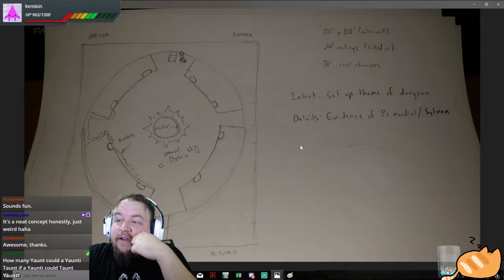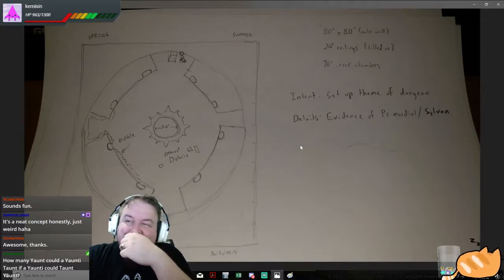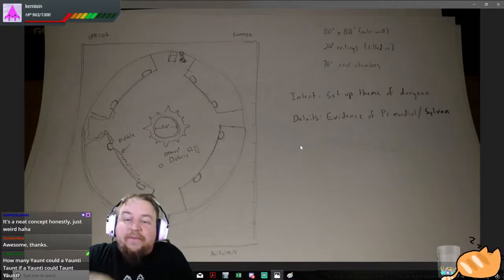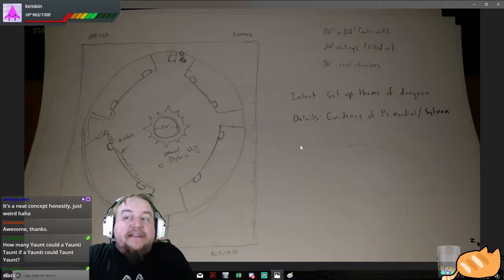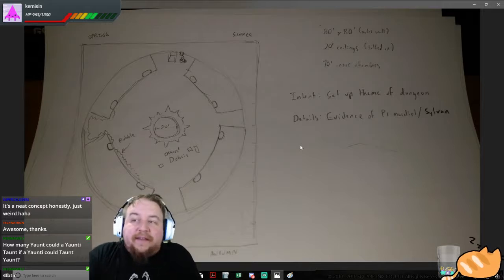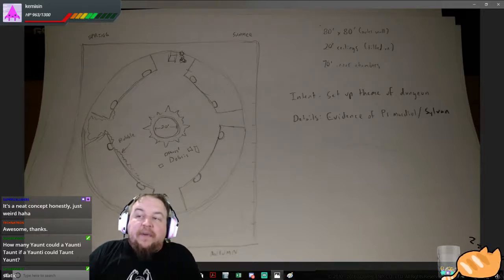Dark Wolf, how many Yaunt could a Yuanti taunt if a Yuanti could taunt Yaunt? You can also probably work Haunt in there somewhere if something is daunting. Aha! Dark Wolf might be onto something. Can you explain at least a little bit more, Dark Wolf?